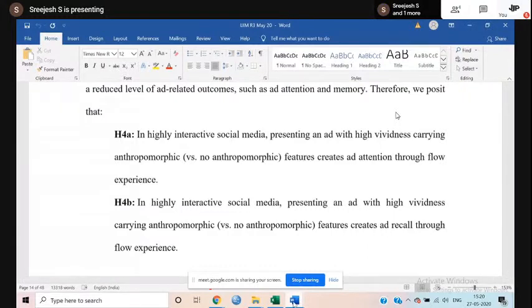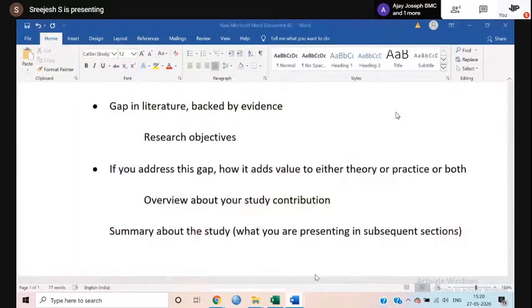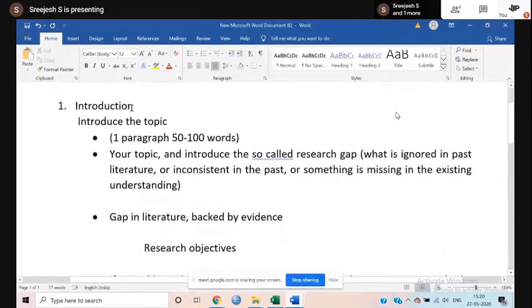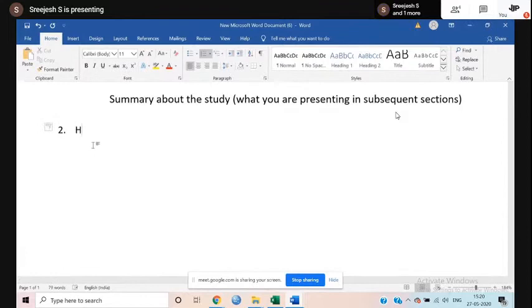So ultimately, what I'm trying to say is that section 1 would be the introduction, followed by section 2. Section 2 can be your literature review and hypotheses. My suggestion to all researchers is that if you feel your paper is going to be very lengthy, it is better to club your literature review and hypotheses together.